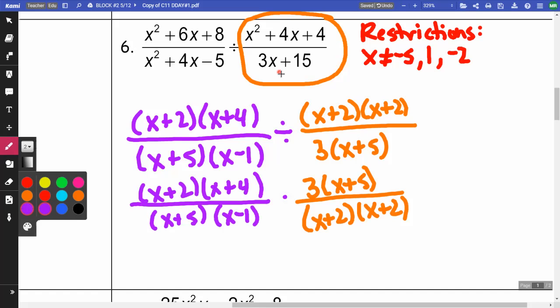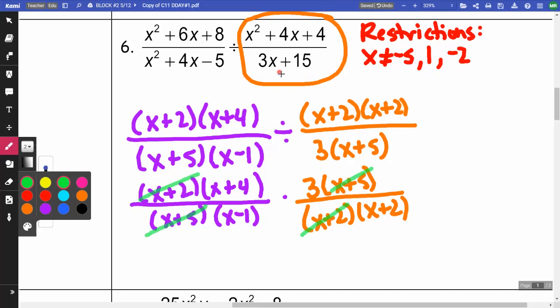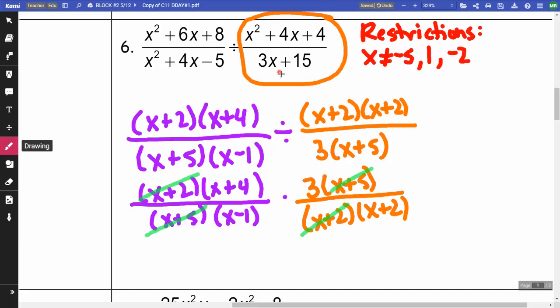And so now when I'm simplifying this, I end up having, let's see, this x plus 5, this x plus 5. I have an x plus 2 and an x plus 2. And that looks like everything I can cancel out. So I am going to get a 3 times x plus 4.